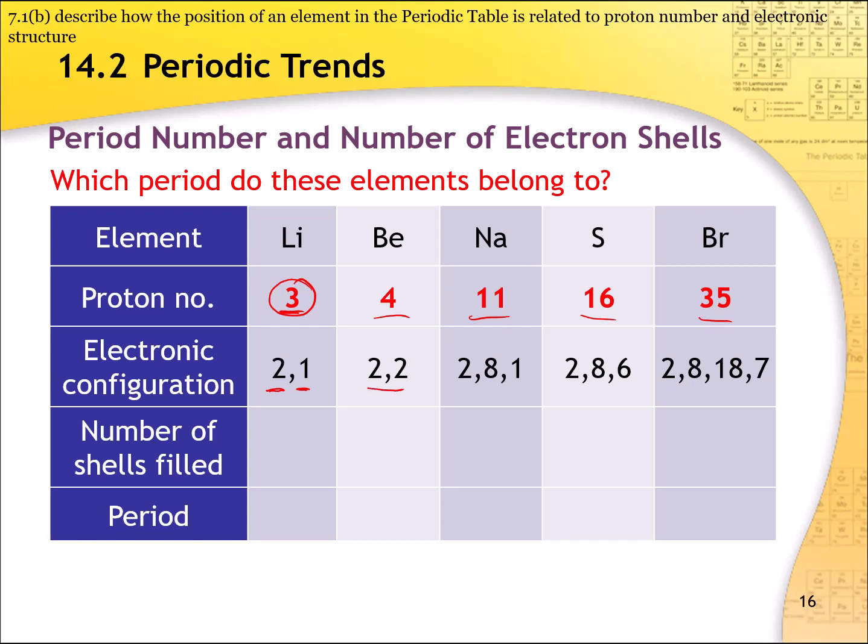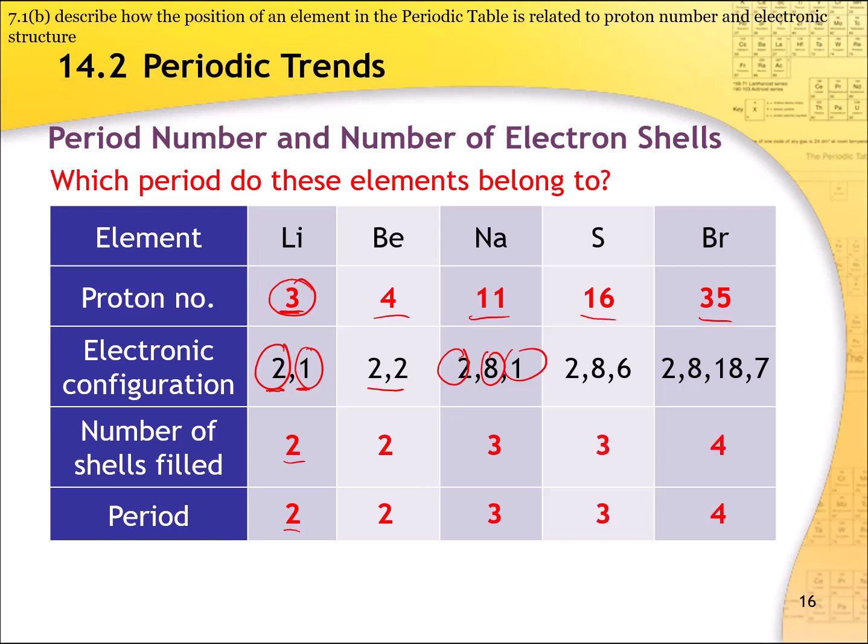So how many shells do we have that are filled up? You realize that the number of shells, 1 shell, 2 shells, so it's 2, and therefore the period is 2. The next one, 2, 2, is also 2 shells, so therefore the period is 2. For 2, 8, 1, look carefully: 1 shell, 2 shells, 3 shells. So the number of shells being filled is 3. It may not be completely filled, but it is filled up to the third shell for sodium. So period is number 3, and so on.